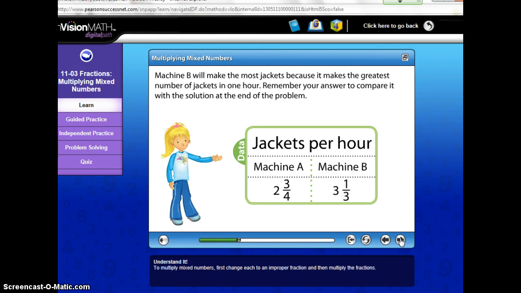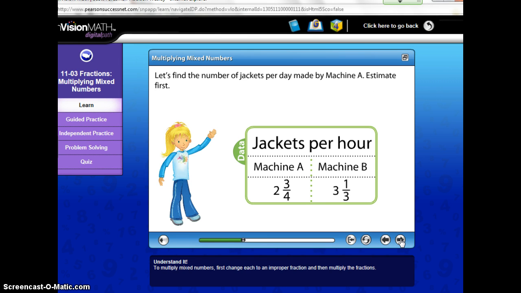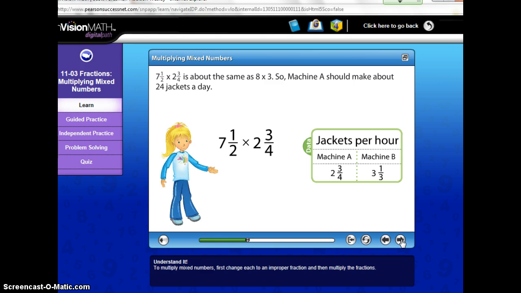So if we wanted to know about how many, we can think about that and we can estimate. We can take 7.5 times machine A and 7.5 times machine B. So that's kind of like saying 7.5 is about 8. 2 3/4 is about 3. So it's going to make about 24 jackets. Our answer should be close to that.